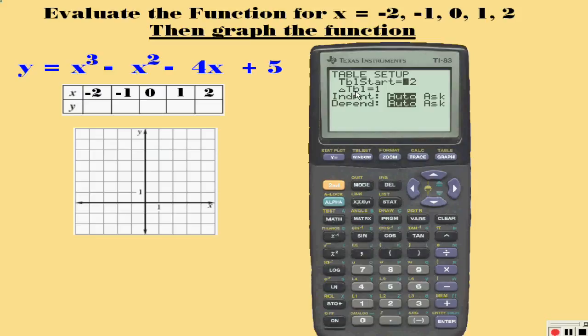Below that, we have triangle table, and that number is 1. What that means is the change in the table will be one number in between all numbers. So we will start with -2, and it will go to -1, 0, etc.